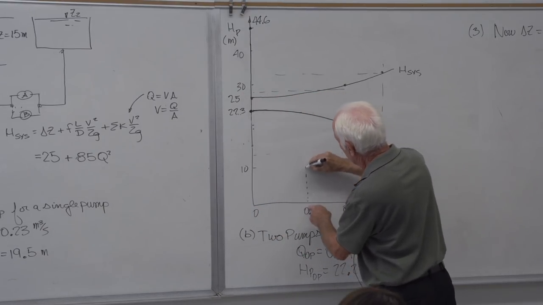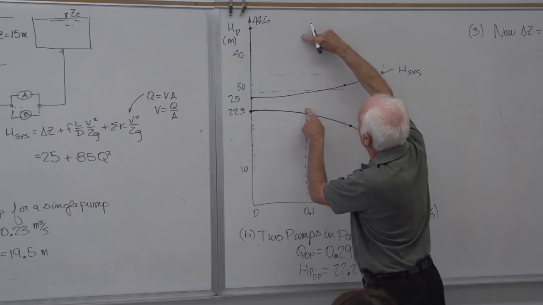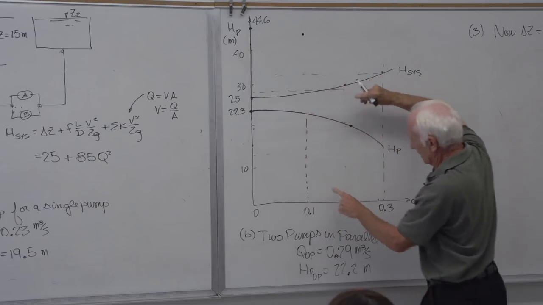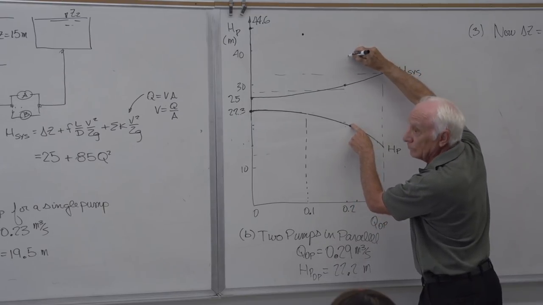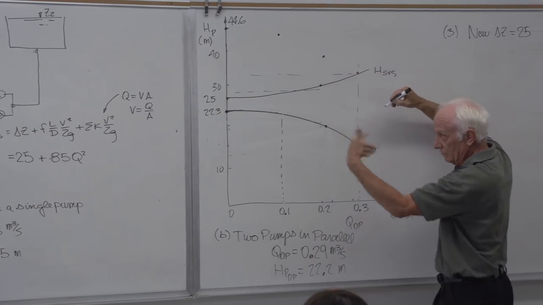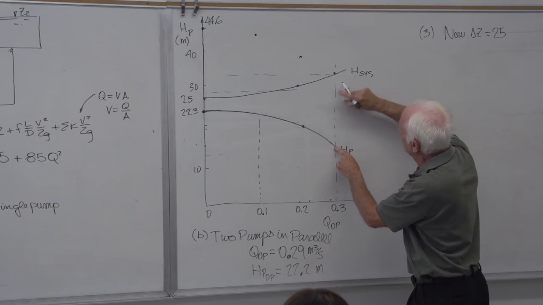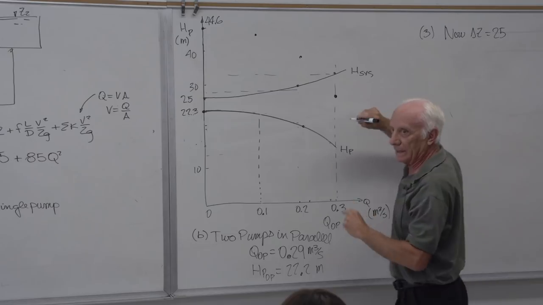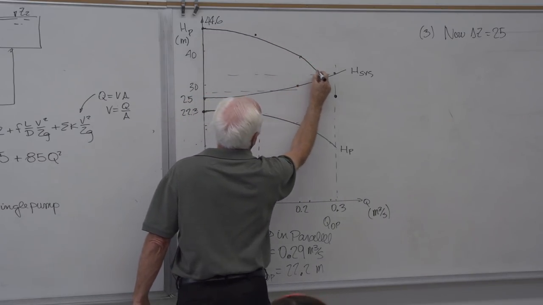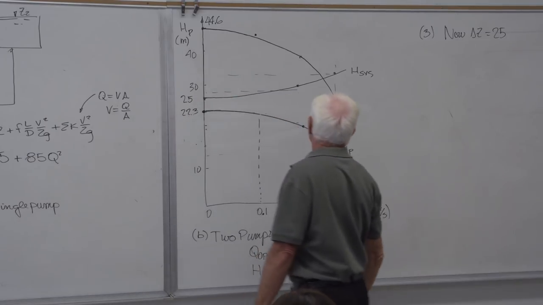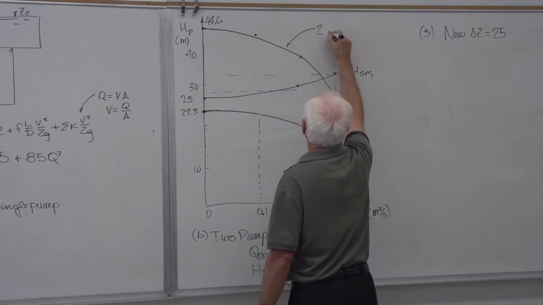At 1/10, just choose them arbitrarily. Double it. There. At 2/10, double it. There, with the ruler. If you want, I'll read the numbers off the axis. 3/10 here. Stop. There. Connect the dots. Now, this is two pumps in series.